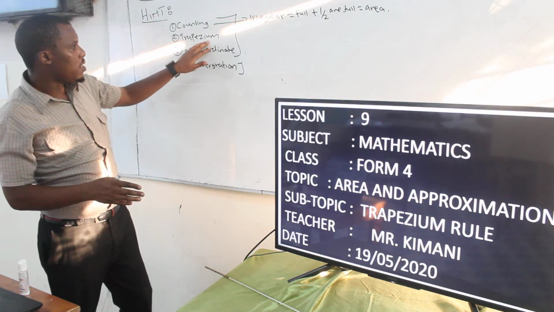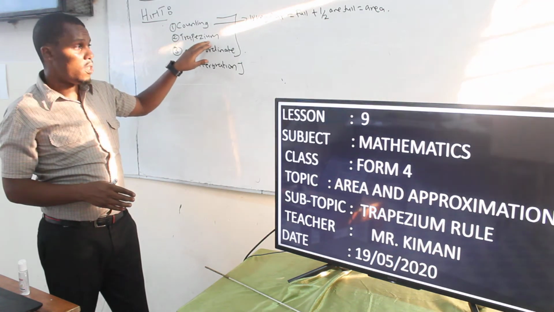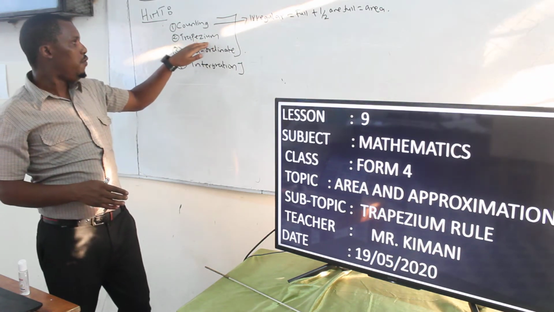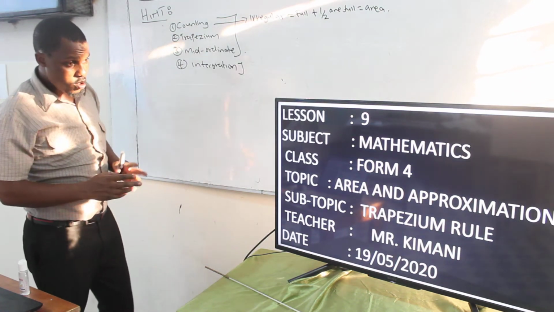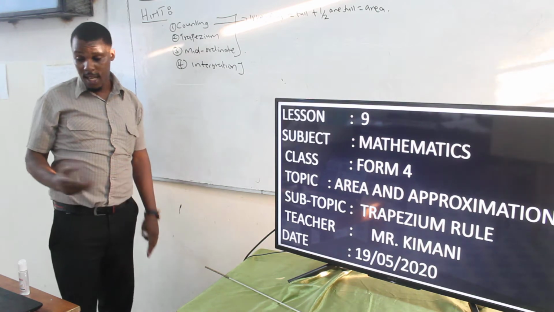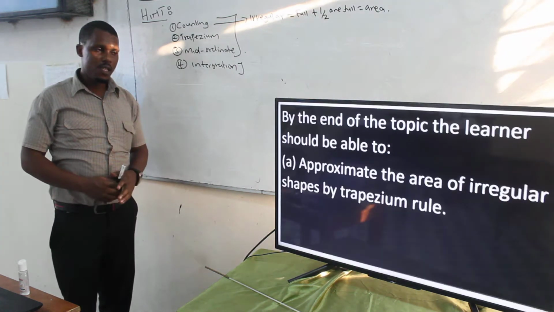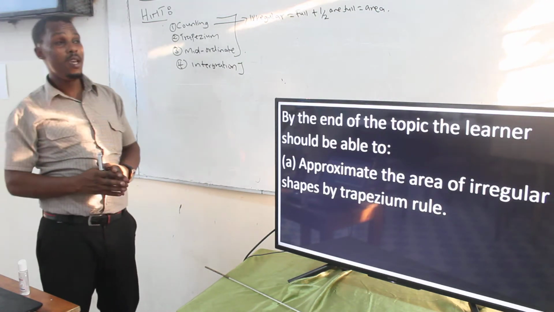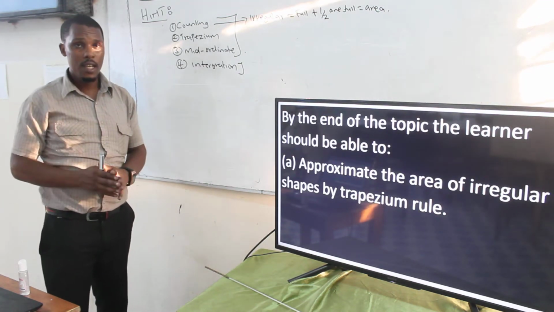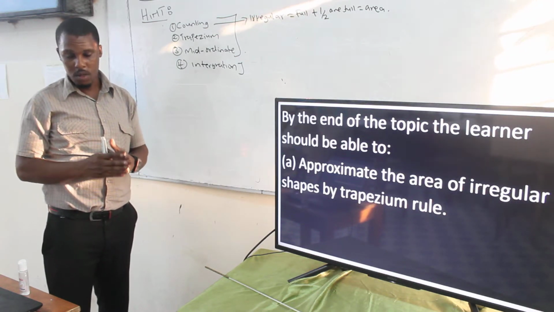But now I want us to emphasize these 2, number 2 and number 3, which are mostly tested in the exam that you're going to be doing. So today we focus on number 2, which is known as the trapezium rule. The trapezium rule is going to be my main target in today's lesson. So what are the objectives? By the end of this topic, I want you to be able to approximate the area of an irregular shape using the trapezium rule.